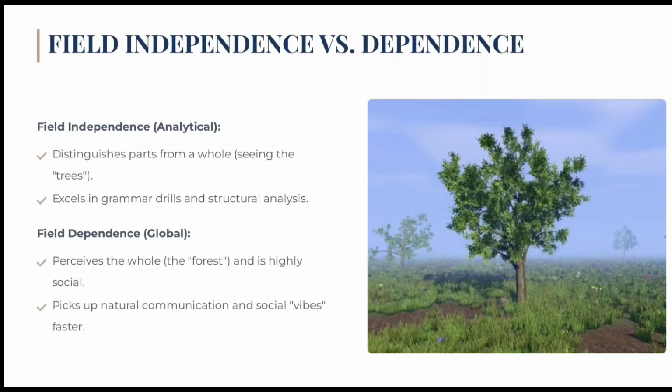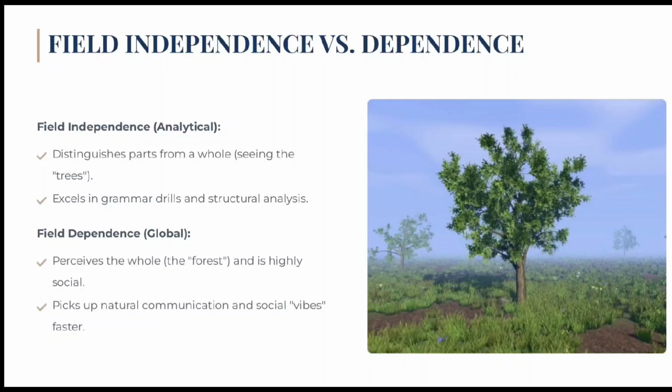In the classroom, they are the ones who excel at spot-the-error activities because they can find a single missing S in a massive block of text. For example, during a spot-the-error activity, a field independent learner quickly identifies a missing S in a third person singular verb within a long paragraph. They see the specific part amidst the distraction.